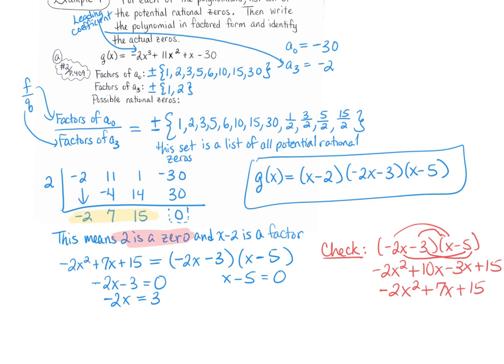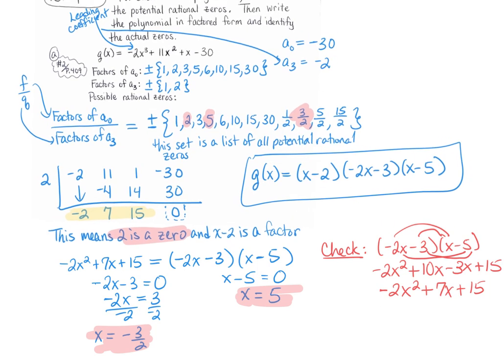Then what do we do? Divide by negative 2, good. To get x equals what? Negative 3 over 2. And here we get x equals 5. Good. So these are our other zeros. Notice that they appear in the list, right? They appear here, and we also get 2. Okay? So you write it in a set form.